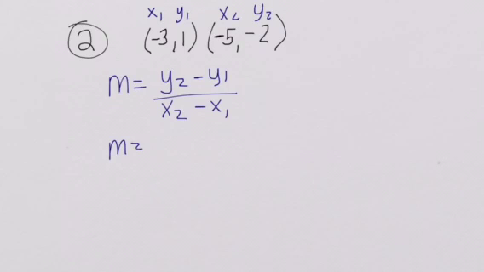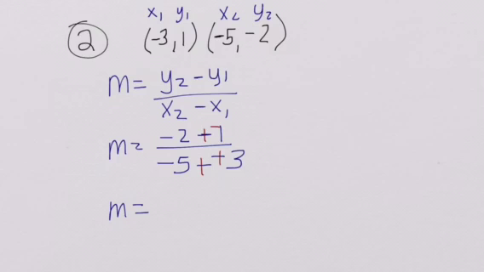So M is equal to, our y2 is negative 2, minus 1, which is our y1, and then we're going to have negative 5, which is our x2, minus negative 3, which is our x1. Now, of course, as always, we always ask, when do we subtract? Never. What do we do instead? We add a line and change the sign, and we add a line and change the sign. And now we're ready to simplify.